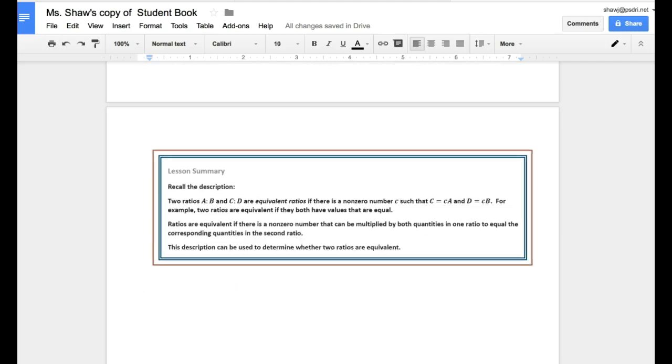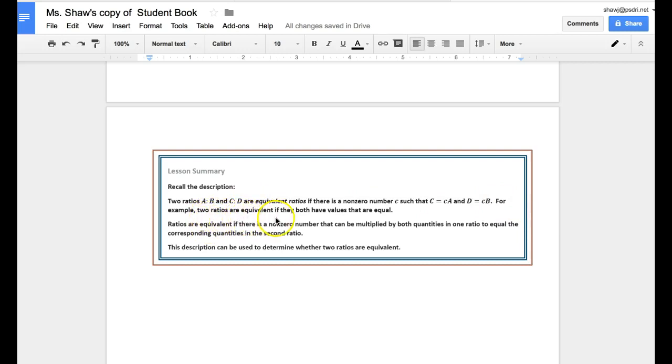All right, let's do our lesson summary. Recall the description. Two ratios, A to B and C to D, are equivalent ratios if there is a non-zero number, lowercase c, such that C equals lowercase c times A, and D equals lowercase c times B.